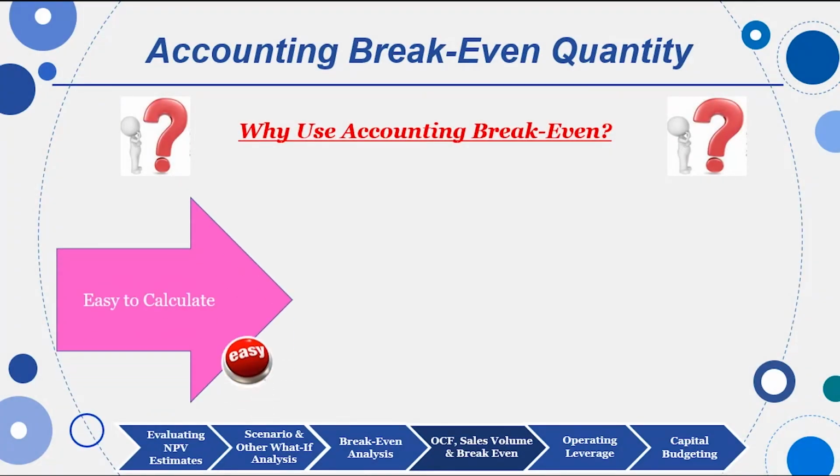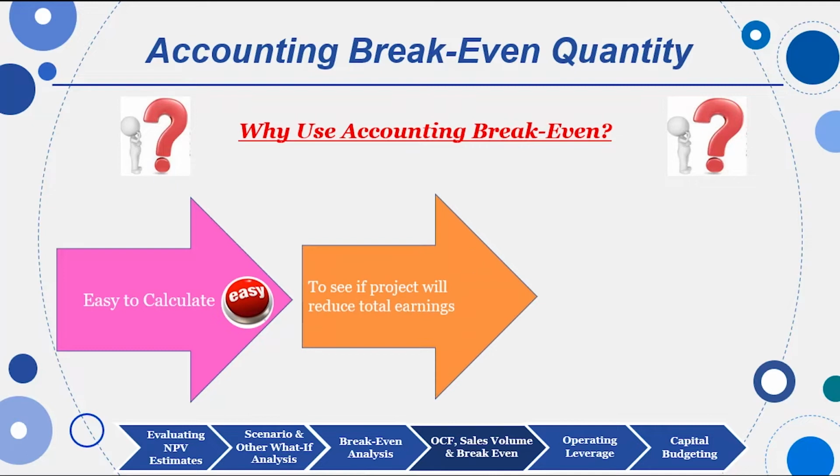Why do we use accounting break-even? You'll see it used in just about every company you'll go to work for. It's very simple to calculate. It's the point at which the boss will want to know how many units do I need to make and sell just to break even on an EBIT basis. EBIT 0, taxes are 0, NPAT is 0. What's the minimum quantity I need to make and sell?